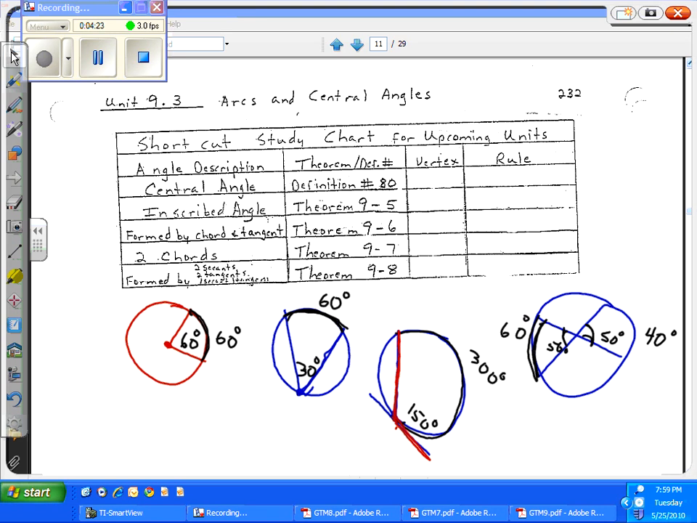Now, let's follow this so far, okay? A central angle, this is the first picture, is an angle whose vertex is the center and whose sides are radii. A central angle is equal to the measure of its intercepted arc. In other words, if the vertex is the center, then the angle is equal to the arc.